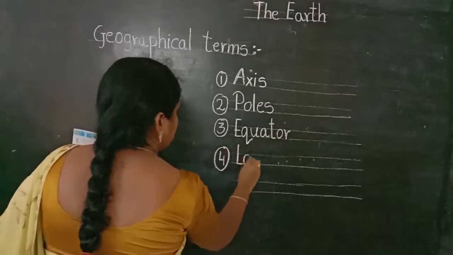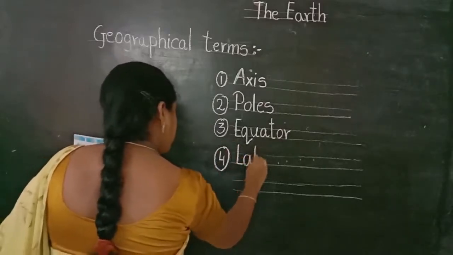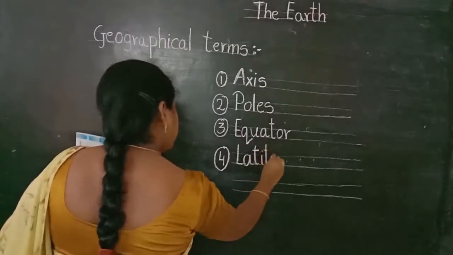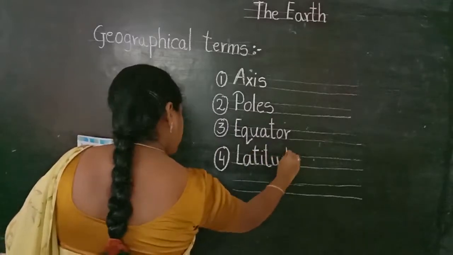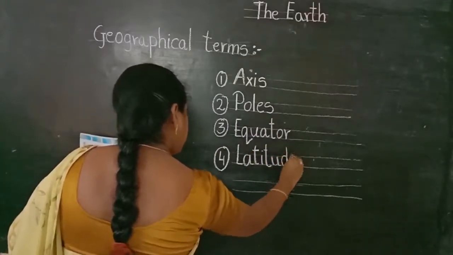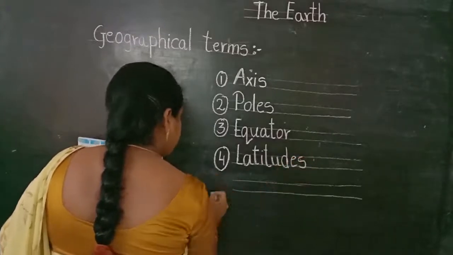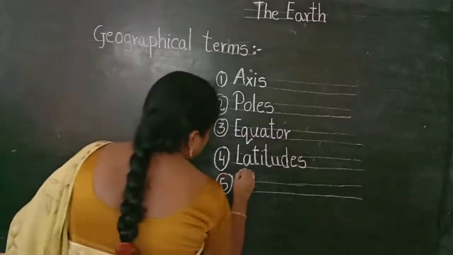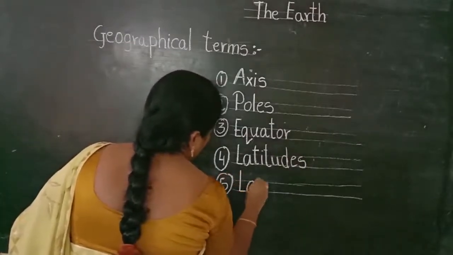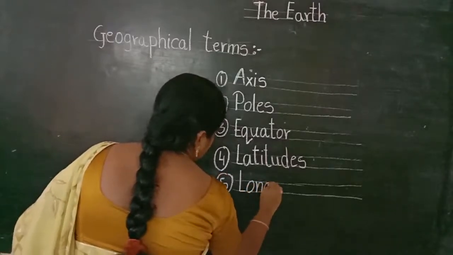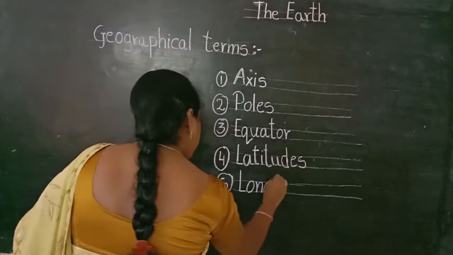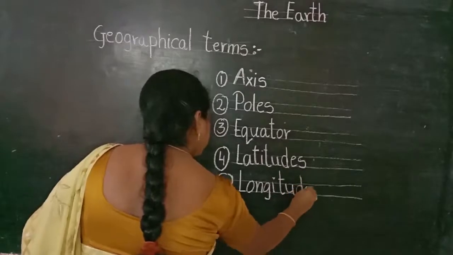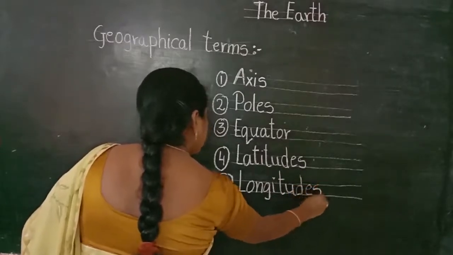latitudes. L-A-T-I-T-U-D-S. Latitudes. Fifth one, longitudes. L-O-N-G-I-T-U-D-S. Longitudes.